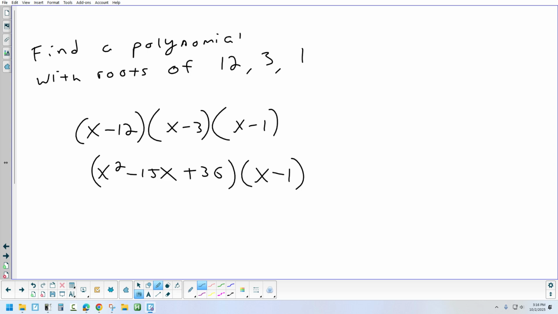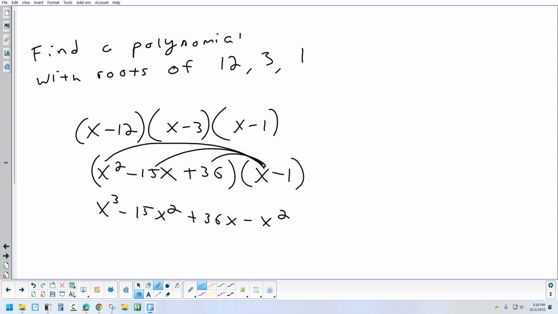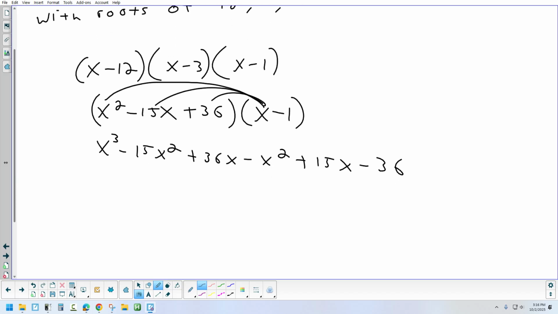That's all right. We have a 1 here, so 1's a good number because it's not going to be hard to multiply. So what's x times x squared? X cubed. X cubed, and x times negative 15x, and x times 36. 36x. 36x, and now multiply all of those by negative 1. So minus x squared, plus 15x, minus 36. Okay, combine like terms. We get negative 25.